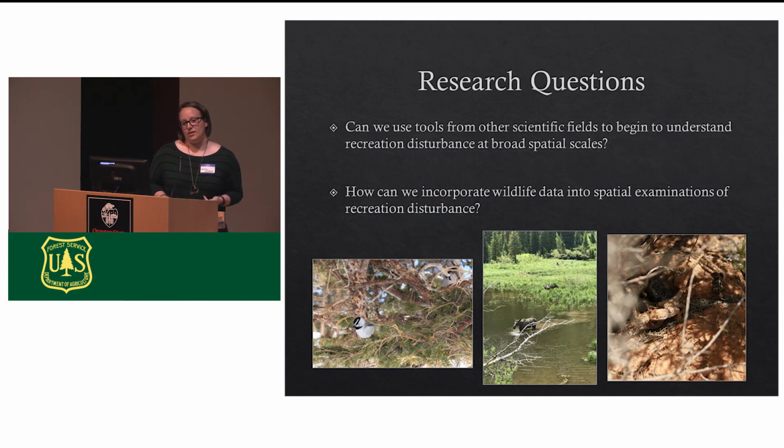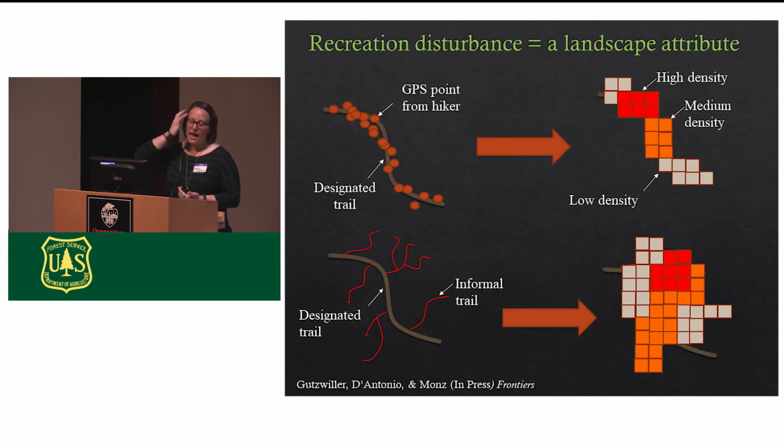So the research question that myself and Kevin and Chris came to is, can we borrow tools from other fields, from landscape ecology, from wildlife science, to better incorporate wildlife data into some of this recreation use data that we already have and we know how to analyze? And so what we did is to start to think about these recreation disturbance measures that we have, the GPS tracking points from visitors, the maps of social trails on the ground or other impacts, and think about them as an attribute to the landscape, almost as a different habitat type, a disturbed type of habitat.